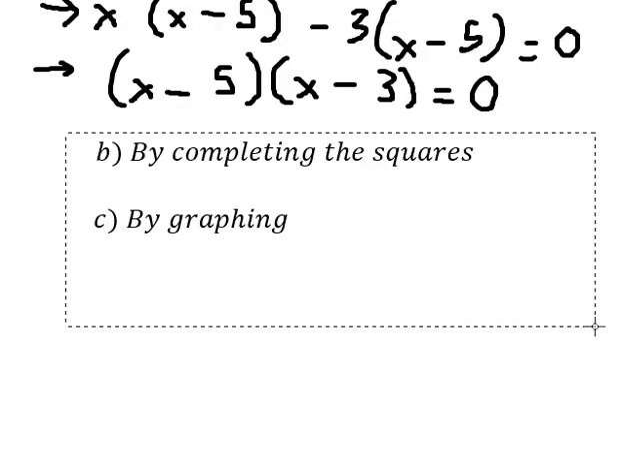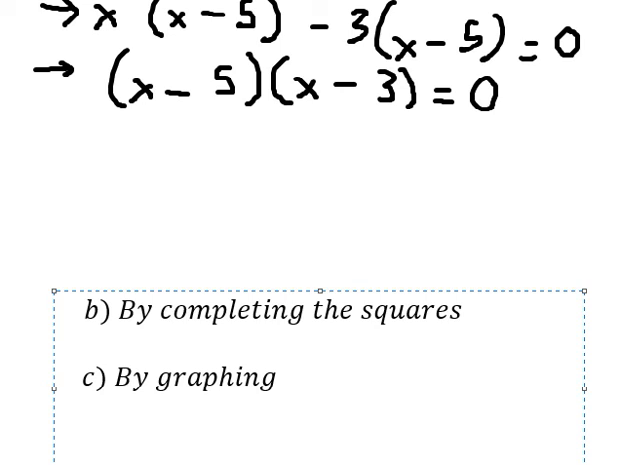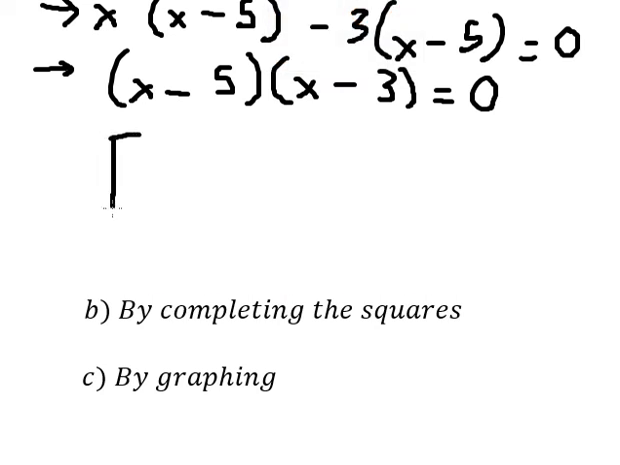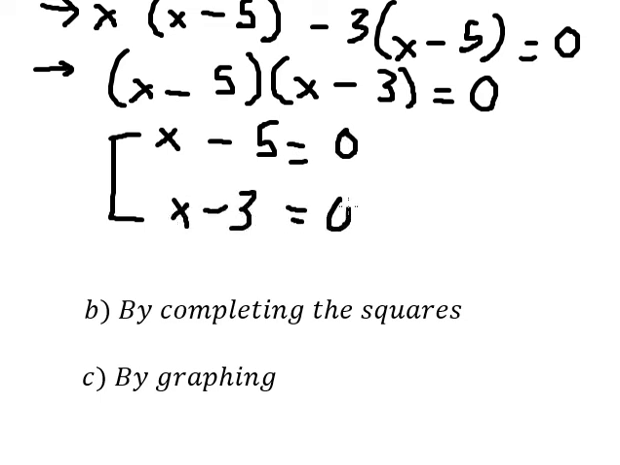Now we can find the solutions of this one. So we put negative number 5 go to the right, this one go to the right, and we have s equals to number 5 and s equals to number 3.